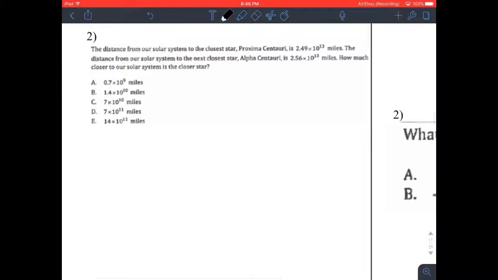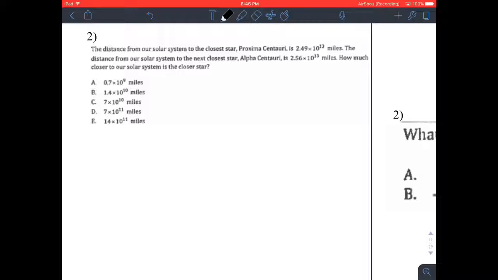Number 2, the distance from our solar system to the nearest star, can't even pronounce that, is 2.49 times 10 to the 13th miles. The distance from our solar system to the next closest star, alpha something, is 2.56 times 10 to the 13th miles. How much closer to our solar system is the closer star?